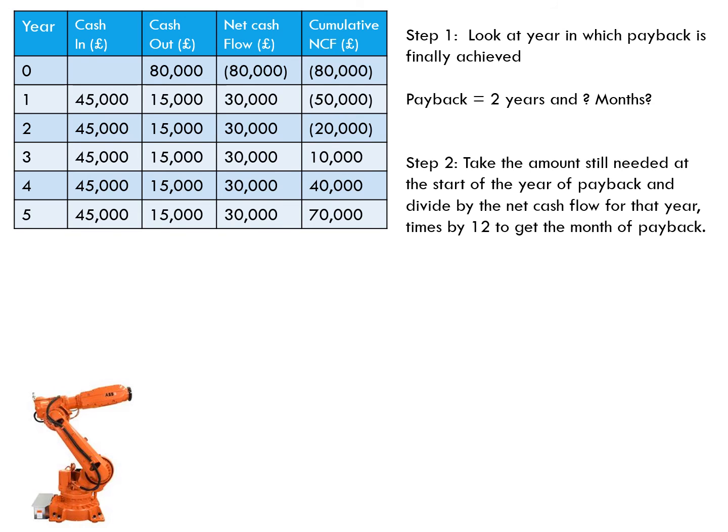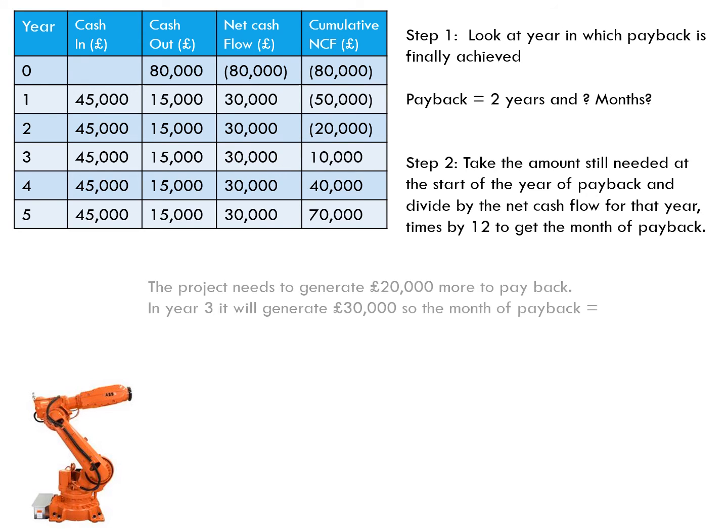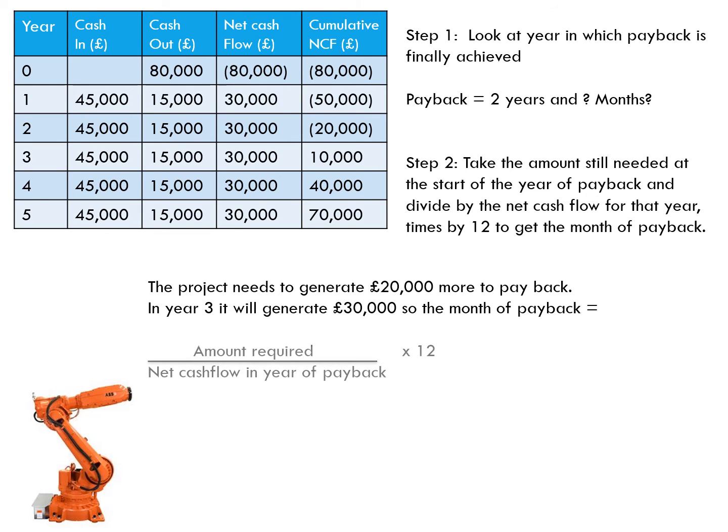So if we look at our table again, we know it's going to pay back during the course of year 3. And how much money do we still need at the start of the year of payback, at the start of year 3? Well, we still have £20,000 to go to reach 0. And how much is the net cash flow for year 3? Well, it's £30,000. So the project needs to generate £20,000 more to pay back, and in year 3 the net cash flow is £30,000. So what will be the month of payback?